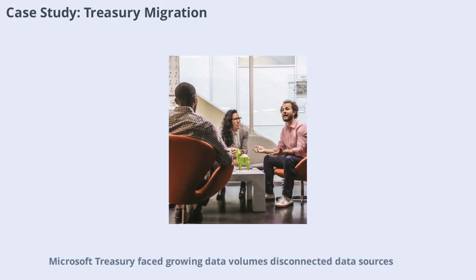Microsoft Treasury faced growing data volumes, disconnected data sources, and seasonal peaks in usage. Their existing infrastructure was costly and hard to manage. By migrating to Azure IaaS, they quickly reduced their data center footprint and gained the flexibility to plan a gradual move to Azure PaaS. This phased approach allowed them to modernize at their own pace, ensuring compliance and security while optimizing cost. The result was a more unified, reliable, and business-oriented Treasury environment.